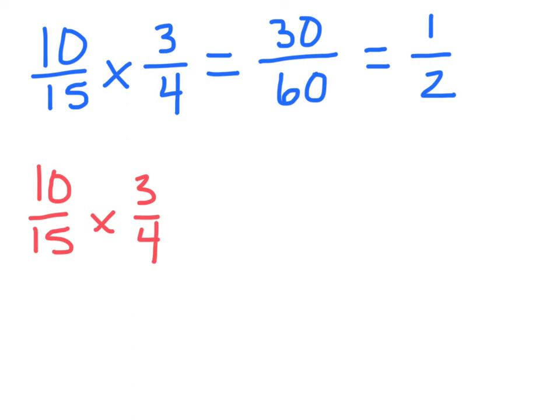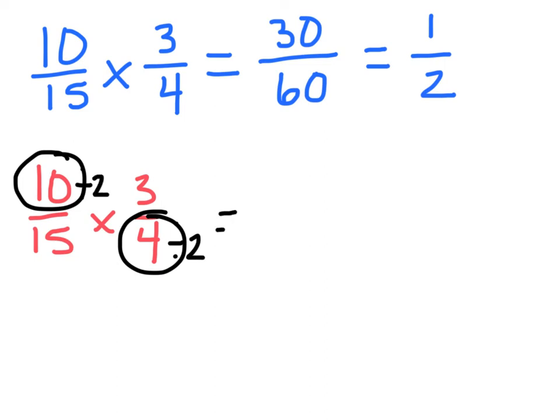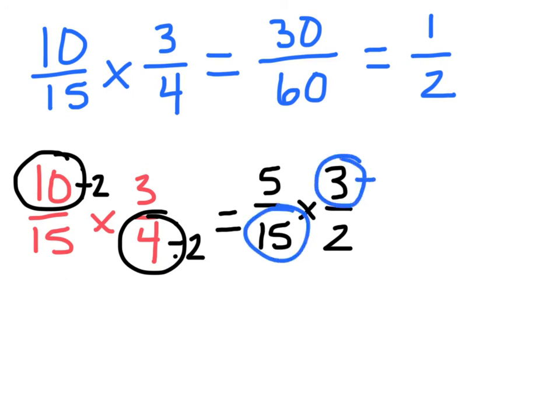Let's compare our first set of numerator and denominator, 10 and 4. Each is divisible by 2. So let's divide both 10 and 4 by 2, giving us new fractions of 5/15 times 3/2. Now let's compare our second set of numerator and denominator, 3 and 15. Each is divisible by 3. So let's divide to create our new fractions, which will be 5/5 times 1/2.